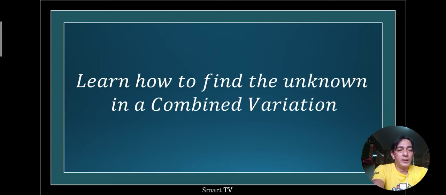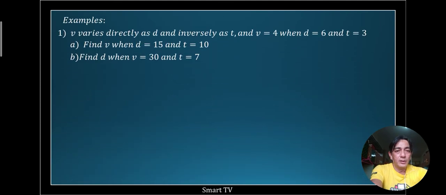Okay, so let us now learn how to find the unknown in a combined variation. So, example number 1, b varies directly as d and inversely as t, and b is equal to 4 when d is equal to 6 and t is equal to 3. Letter A, find b when d is equal to 15 and t is equal to 10. And then, yung pangalawa naman, letter B, find d daw when b is equal to 30 and t is equal to 7. So, meron tayong dalawang unknown dito.